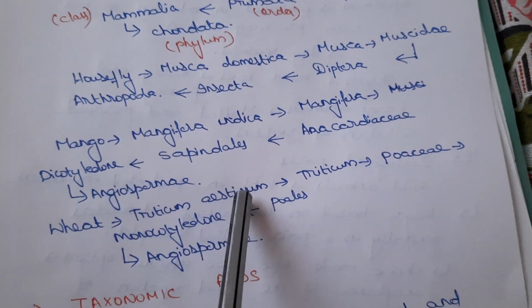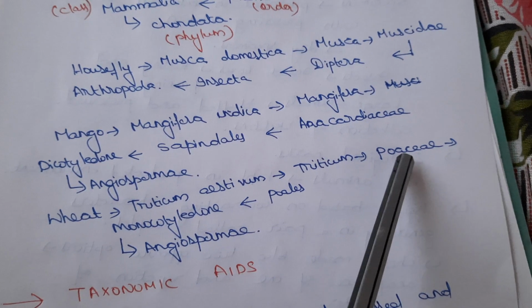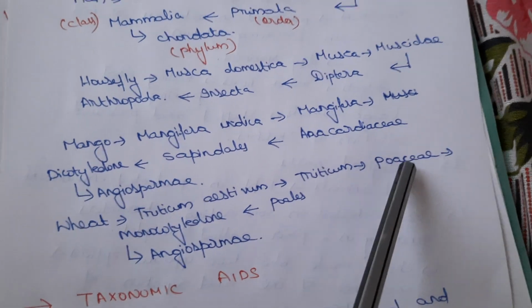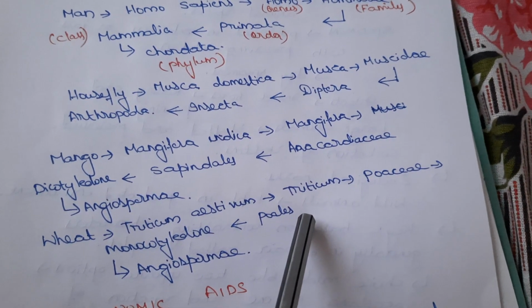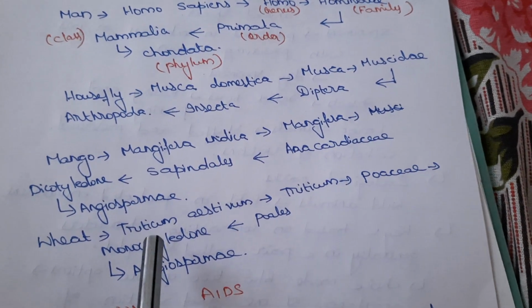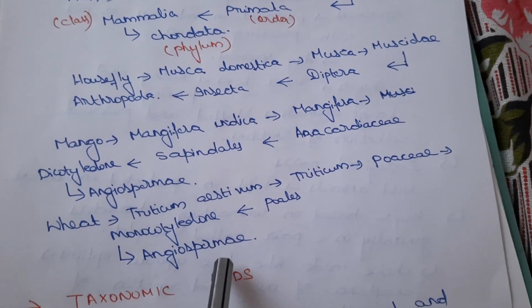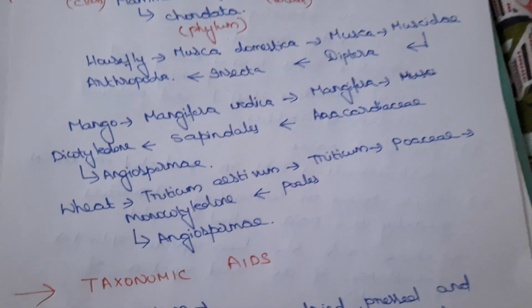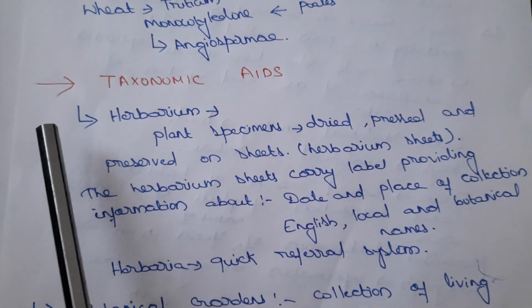For wheat, Triticum aestivum. Triticum is a genus name. Poaceae, this is the family name. Then Poales, that's the order name. Monocotyledon class. Angiospermia, division. Now let's move on to our next topic, that is taxonomic aids.